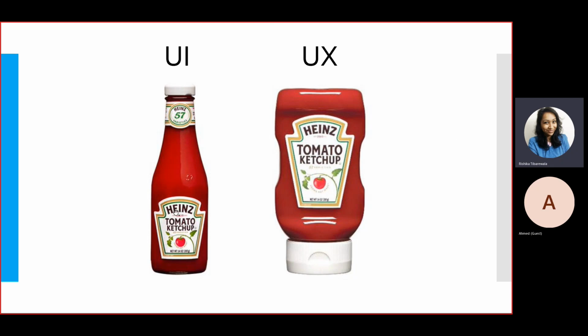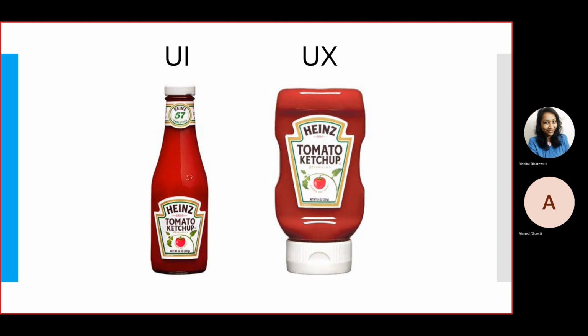This was looking very pretty. It was aesthetically very pleasing. But then the research was done and it was found out that this is not easy to use. So according to the usability of the user, we have created a new design in which you can just squeeze and take out the ketchup, and it can be kept inverted also, so that it is easier and quicker to pour out ketchup. So this is an example of a good UX, and this is just a UI. I hope now you are clearer about the difference between UI and UX, right?